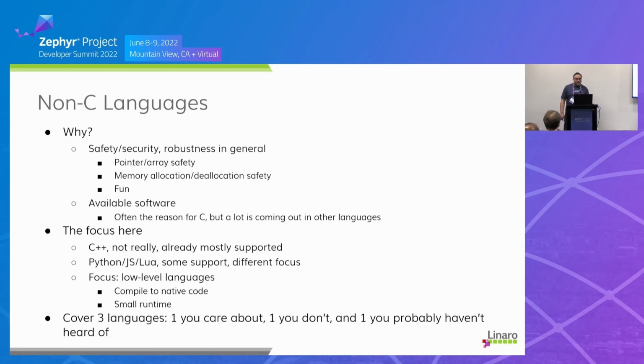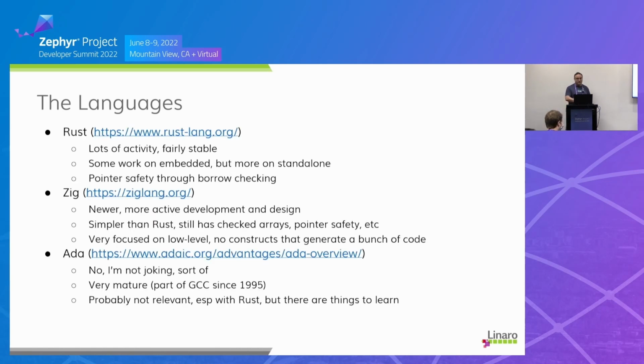But my focus here is low-level languages, things that compile to native code, small runtime, probably specifically not having a garbage collector, things that can be deterministic. So we're going to talk about three languages. There's one you care about, one you don't, which is not COBOL, and then one you probably haven't heard of. So what are they?